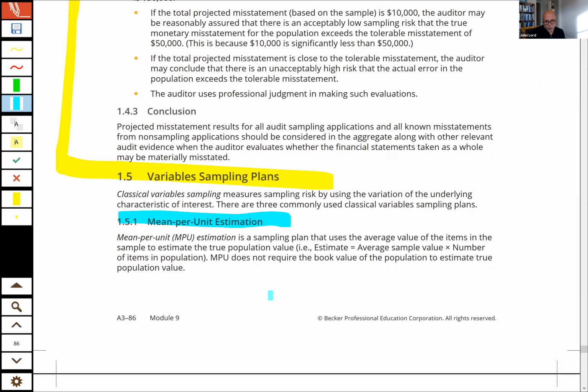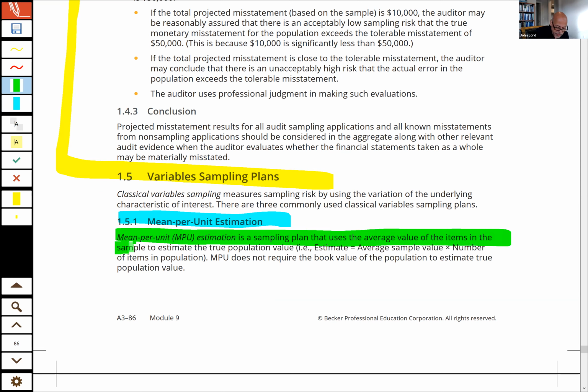You might have one or two questions that might expect you to use a numerical analysis for one of these questions. But for the most part, I want you to make sure that you're comfortable with what these plans, what's special about them, okay? So mean per unit is a sampling plan that uses the average value of items in the sample to estimate the true population value, okay?